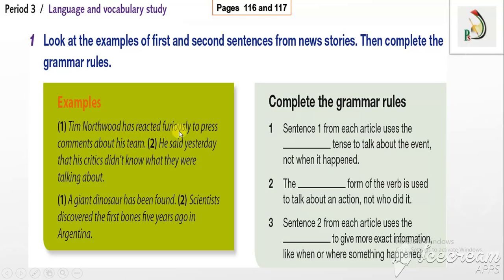If you focus on this sentence, there is no time frame. There is no time signal which is showing when it happened. So that's why they used simple present perfect. Auxiliary verb is has and past participle. Come to the second sentence. He said yesterday, there is a time frame, that his critics didn't know what they were talking about. Now, here he said yesterday. Here we can see there is a time signal that this happened yesterday.